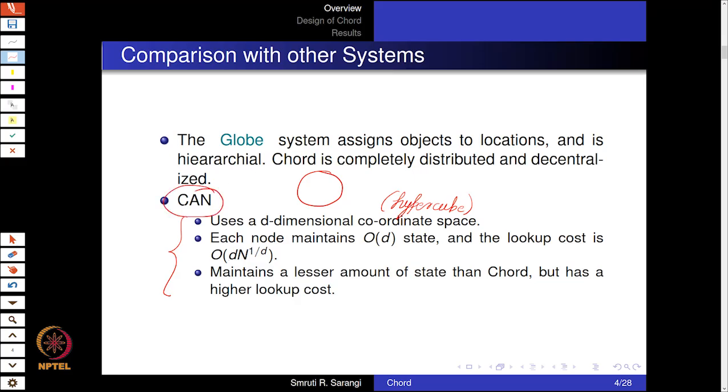So CAN is one of the immediate competitors of Chord. The interesting part is that, as opposed to a circular overlay, which Pastry also uses and Chord also uses, CAN has more of a d-dimensional hyperspace. So this is a worthy competitor, but we'll still find the elegance of Chord to be something that will really endear it to us.